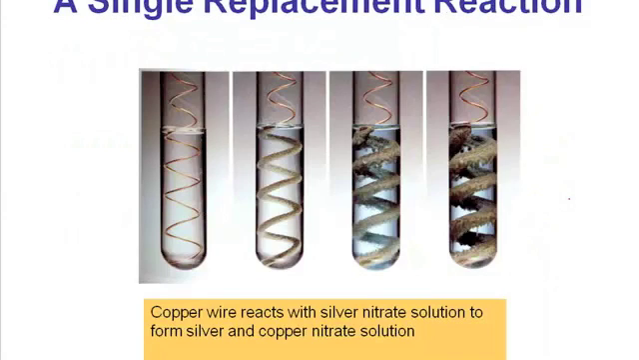Taking a look here, here's an example of a single replacement reaction, where we take copper wire and react it with silver nitrate. The reaction is that copper, since it's higher up on the reactivity series, replaces the silver. And all this stuff right here is all silver metal attaching itself onto that metal wire. This copper solution is now made up of copper nitrate. So all this is silver.